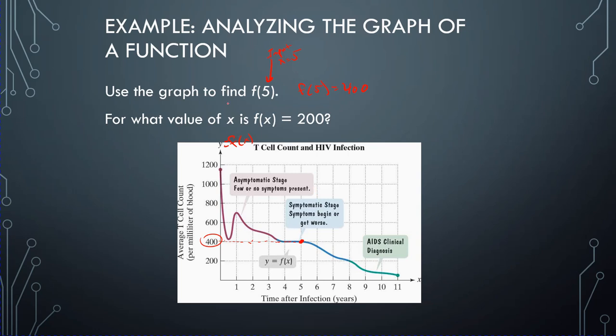Now let's try this one. It's asking you to find what value of x makes the function equal to 200. Well, here's 200. It looks like that happens when x is equal to 8 right here. So when you look at the graph, you can find values of x and y by forming ordered pairs in either direction. In the first one, we found the y value because we're given the input. Here we found the x value because we're given the output of 200.